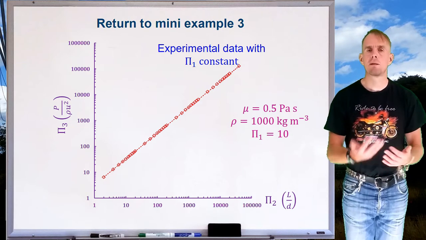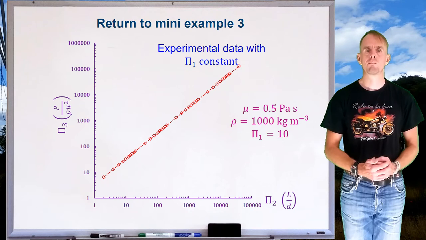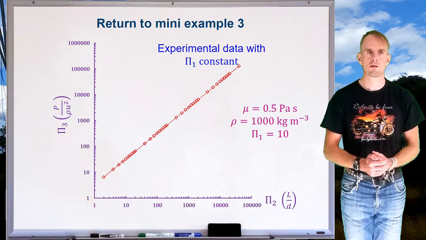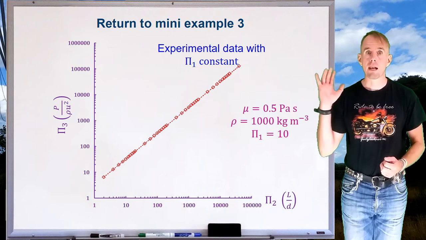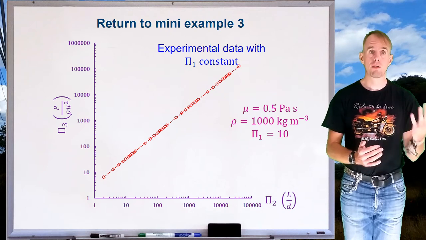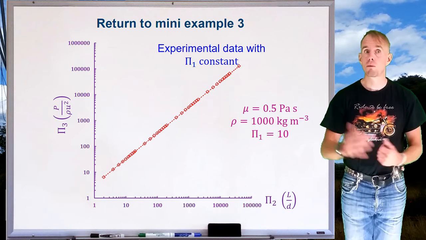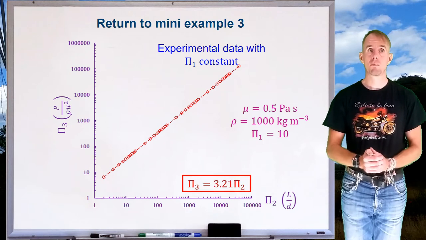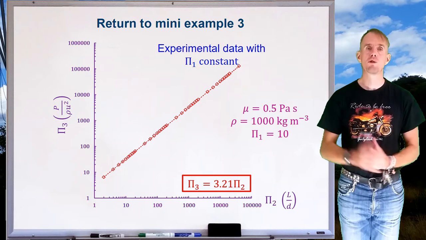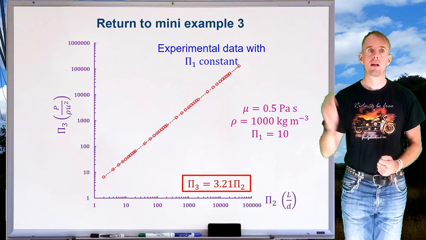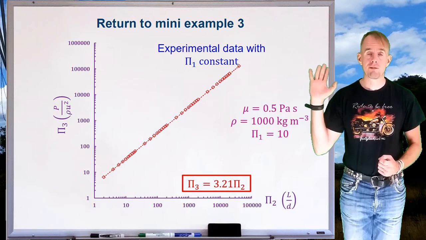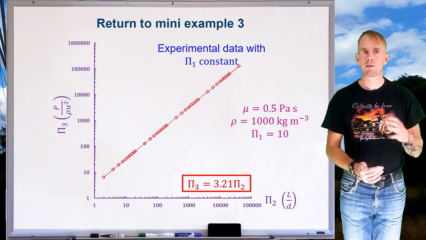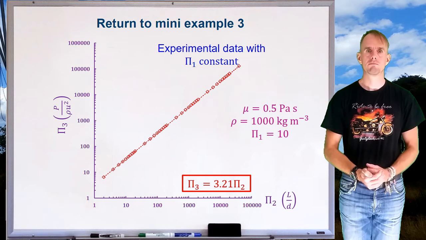Remember, laminar to turbulent transition happens at a Reynolds number of about 1500 to 2000, depending on physical conditions. So, for laminar fluid flow, I can see that pi 3 is kind of proportional to pi 2, isn't it? So, let's have a look at the relationship that we get. Again, the individual points are my experimental data points, and my dashed line there is a fit to those experimental data points. And I can see that pi 3 is about 3.2 times pi 2.